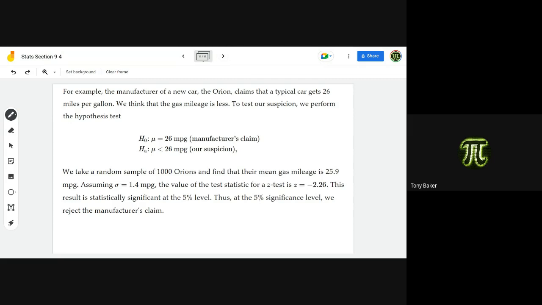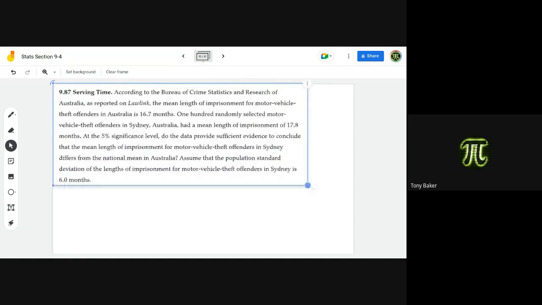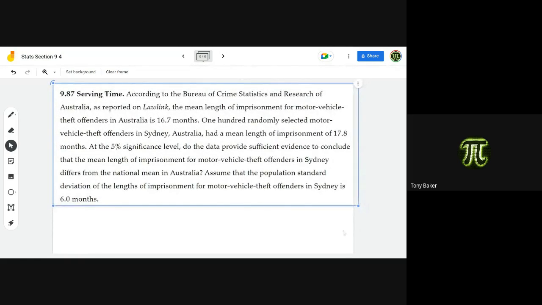All right. Let's do one more. This is the one you guys get to try. All right, let's try this one. If you have your book, it's 9.87 in the exercises. You could look at there.